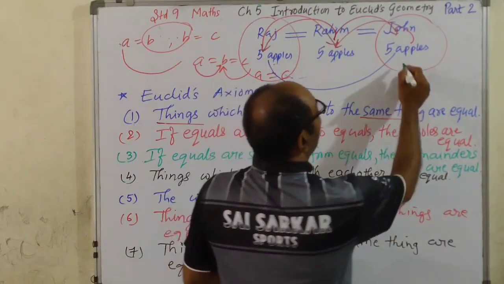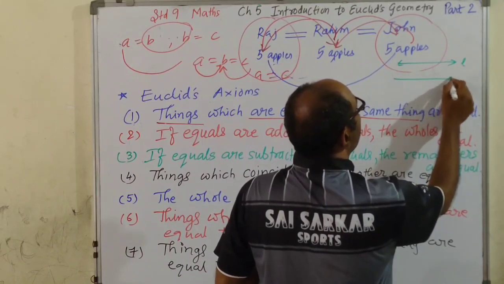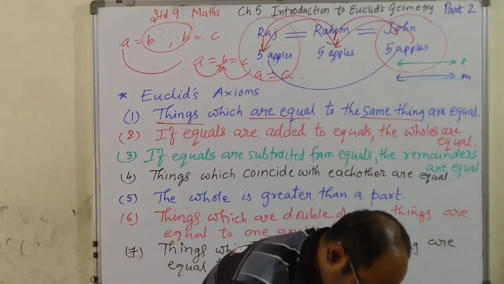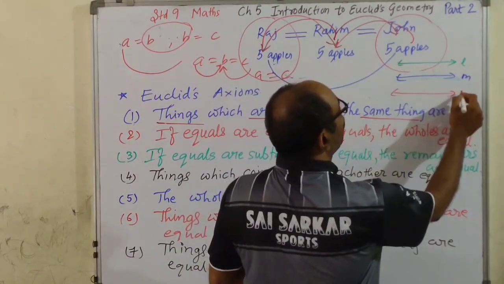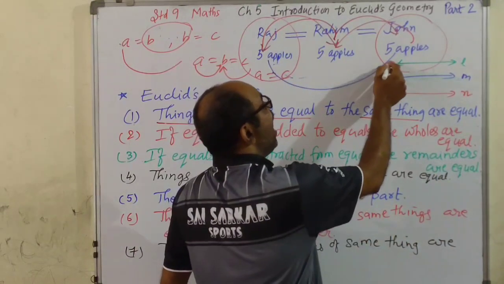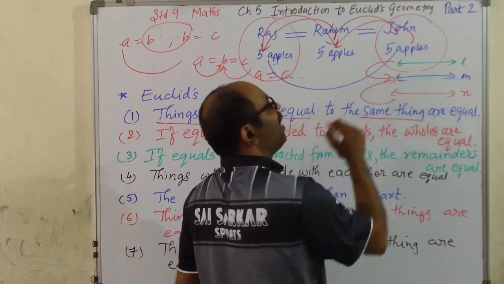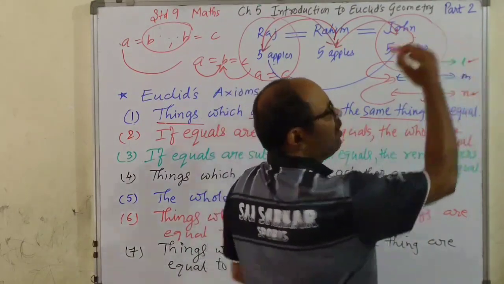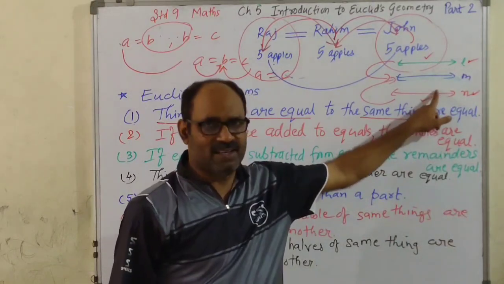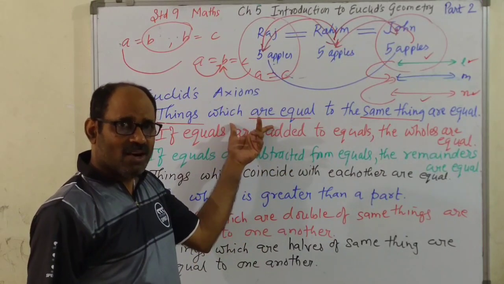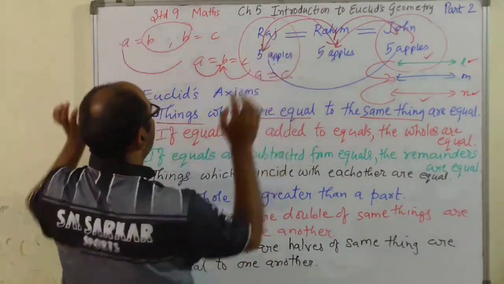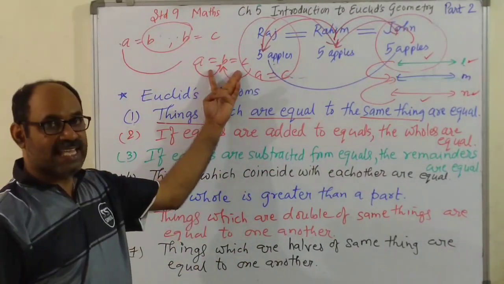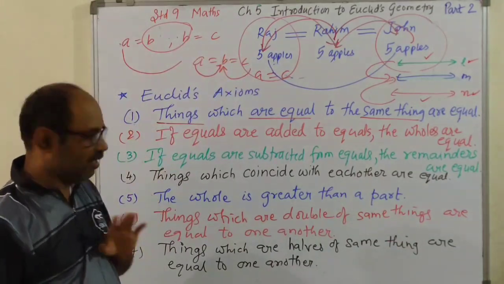One more example. Line L and line M. Okay, I'll use different colors. Line L is parallel to line M, and line M is parallel to line N. You can say L is parallel to M and N is also parallel to M. So the green line and the red line are parallel to the same line M, so the green line is parallel to the red line. Now this is different. It is not relevant to this statement. But these two are things which are equal to the same thing are equal. I hope you understood. Two things A and C are equal to B, so A and C are also equal. Next.